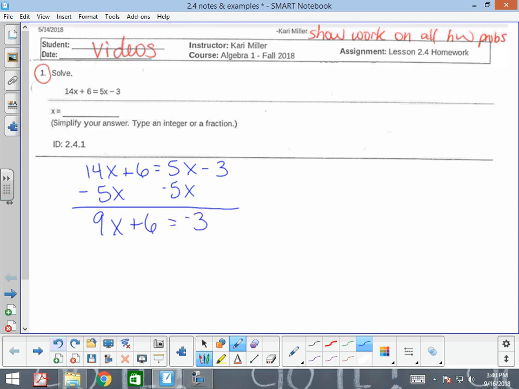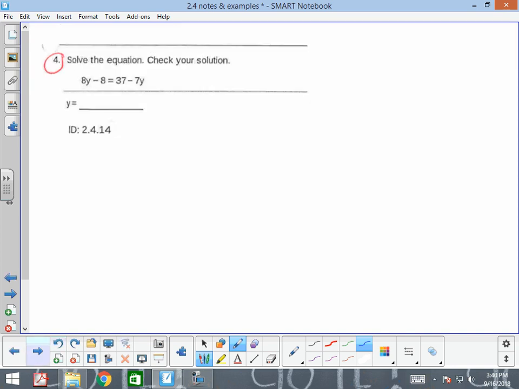Now we need to go to our variable side, that's the 9x plus 6, and subtract 6. So this is 9x equals -9, and now divide by 9. So x is equal to -1. So please start with your smallest variable term when they're on different sides of the equal sign. Number 4, we're going to skip 2 and 3. Number 2 and 3 are like number 1 for our examples. Number 4, we're going to do the same thing.